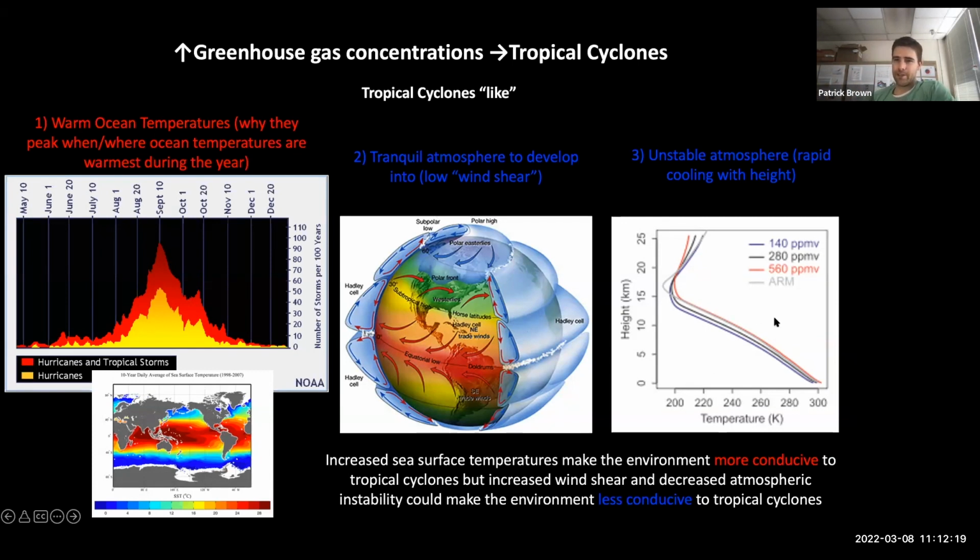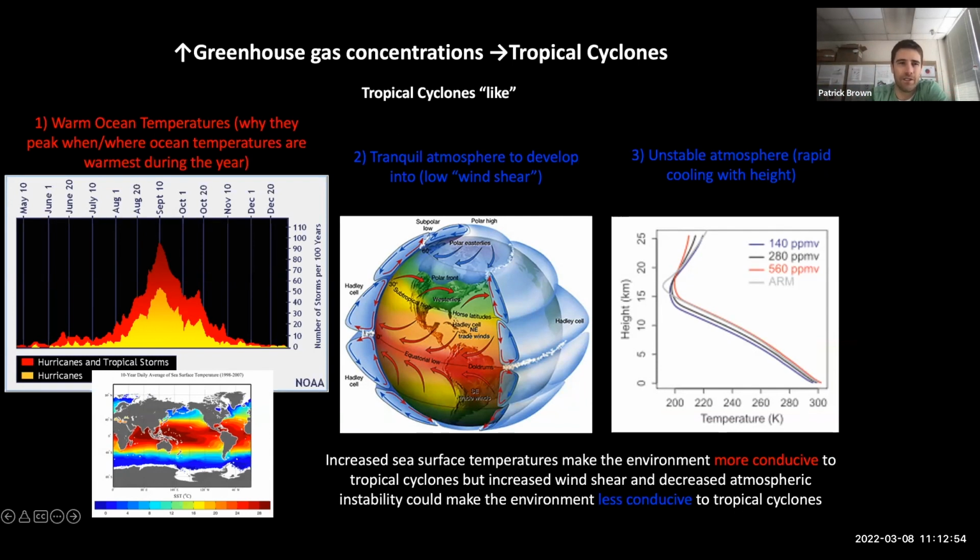Another thing is the lapse rates of the atmosphere, which is just how fast temperatures decrease with height. Tropical cyclones like temperatures to decrease with height very quickly, because that causes there to be a lot of potential energy for them to tap into. And as it gets warmer, that decrease in temperature with height is not as extreme. That by itself would cause tropical cyclones to be less severe.